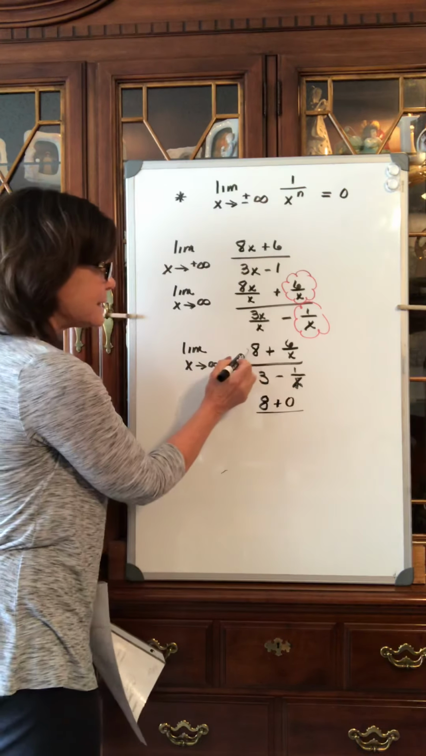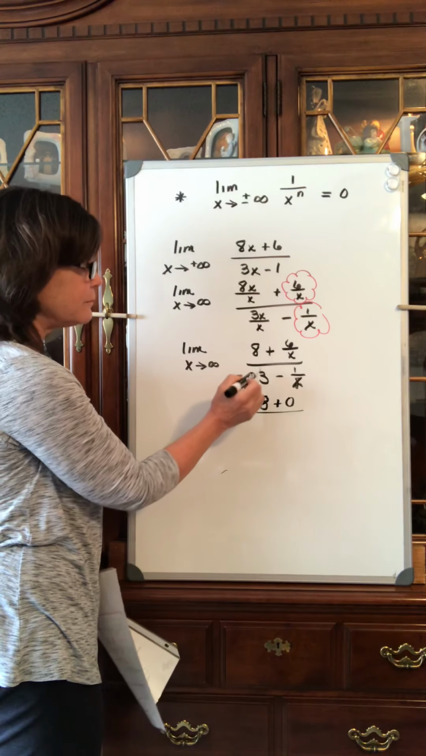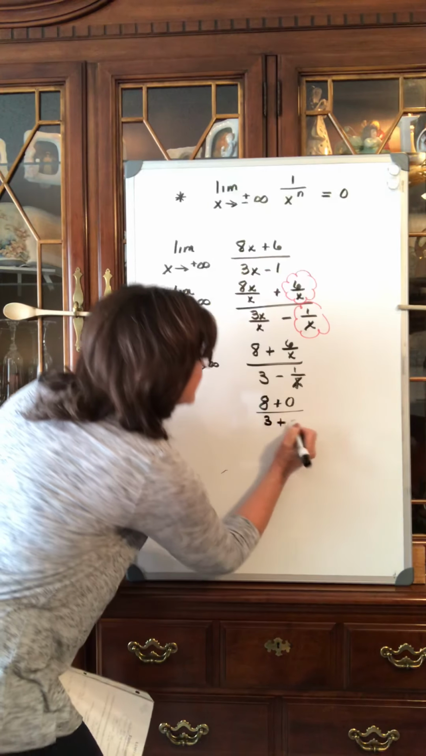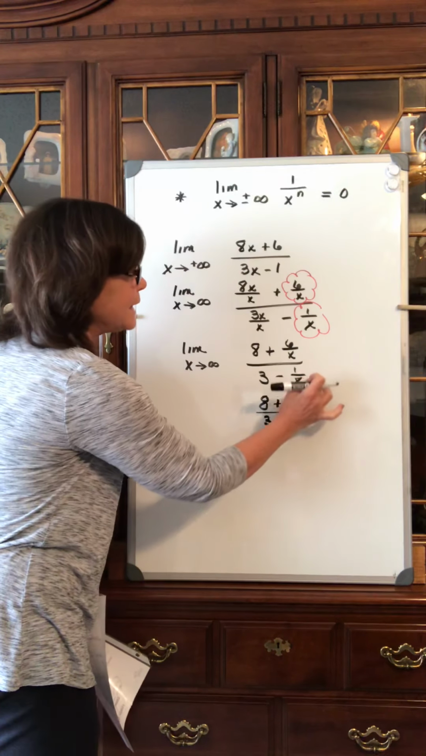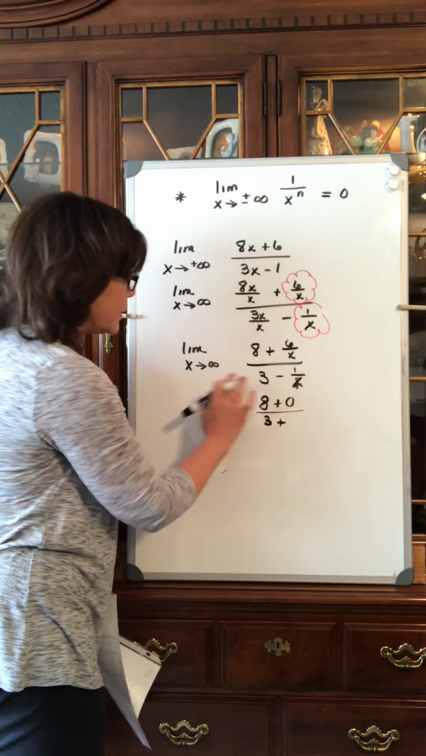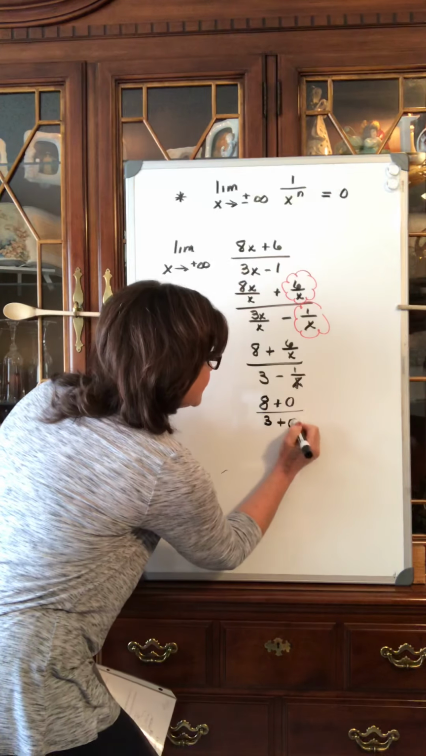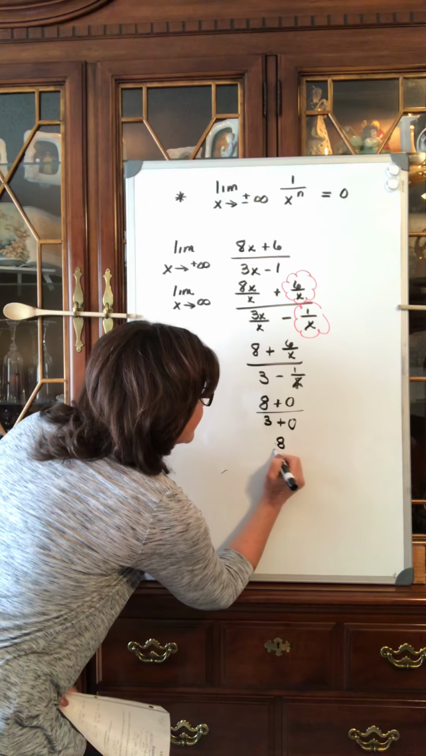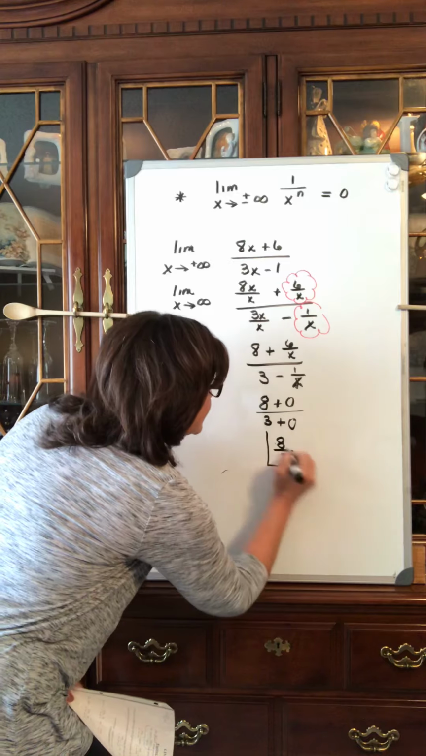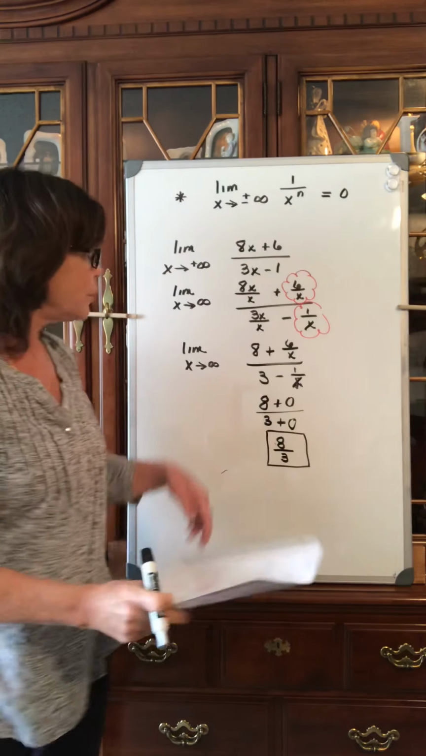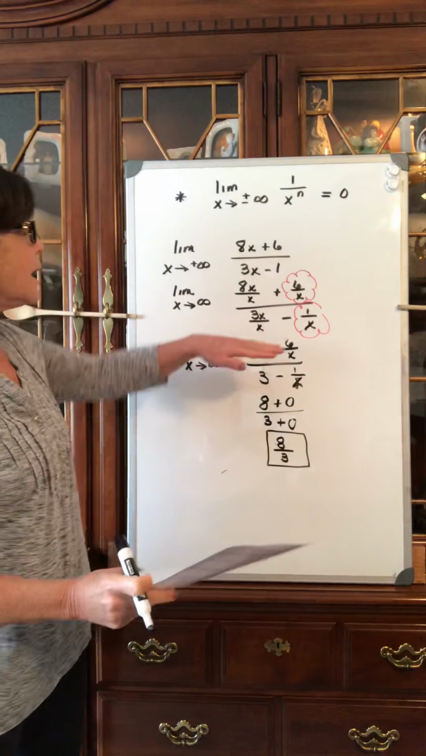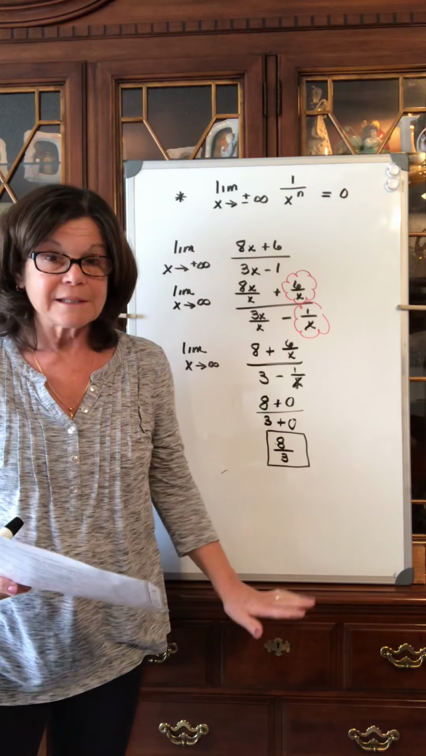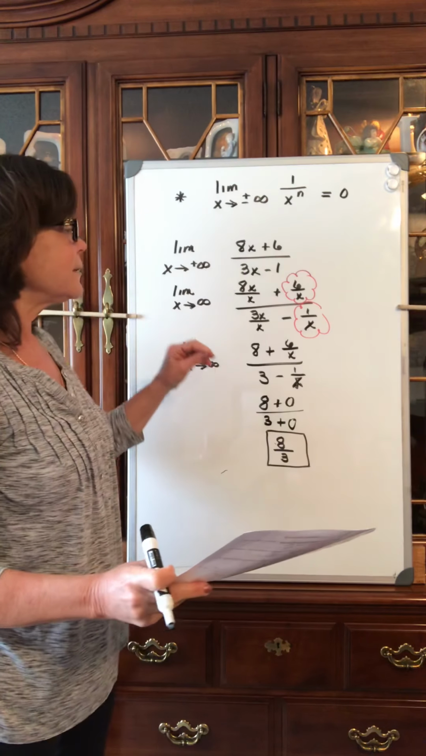The limit as x is approaching positive or negative infinity of the constant 3 is just the number 3. And the limit as x is approaching infinity of anything divided by x to any power is 0. So this simplifies just to be 8/3. So the answer to this, the limit as x is approaching positive or negative infinity of this rational function, is 8/3.